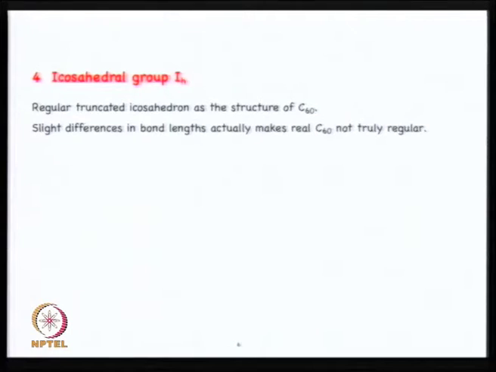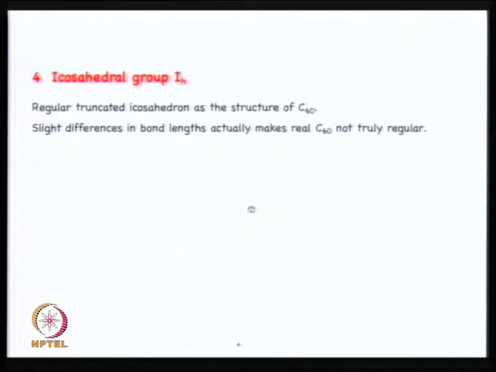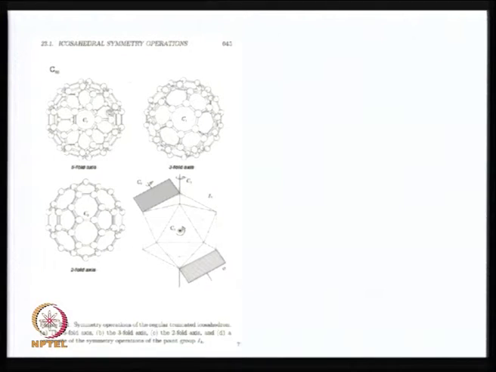The only comment as I was going through this Dresselhaus book was that we also have an interesting group. There is an icosahedral group, designated Ih. Icosa refers to 20, I think, a 20-sided regular polyhedron, and this is the regular truncated icosahedron. So let me show the structure. It is the structure of carbon 60, and so that's why it is important.